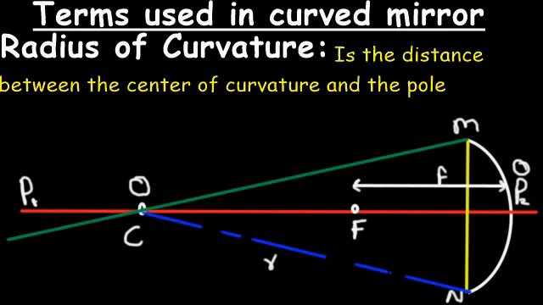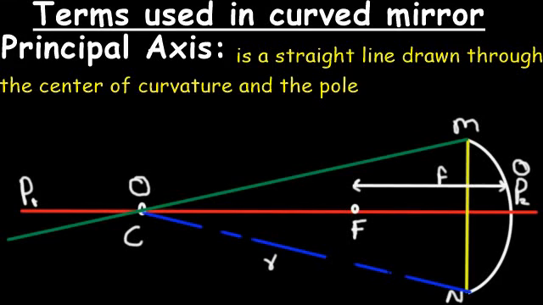So let's talk about the second to the last term you need to be familiar with, and this is the principal axis. The principal axis is a straight line drawn through the center of curvature and the pole. As you can see, the line is shaded with color red. It's a single straight line which passes through the center of curvature and also passes through the pole, which makes it the principal axis, because it tallies with the definition of the principal axis as the straight line drawn through the center of curvature and the pole.